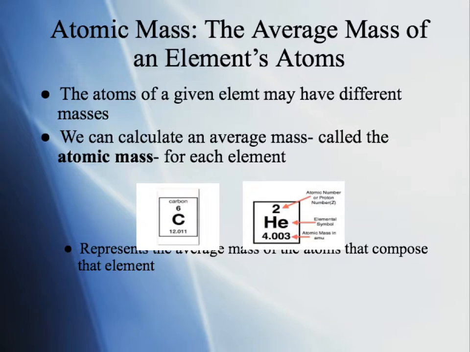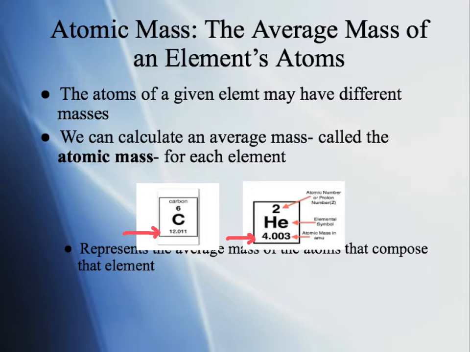All right, the last topic in this lecture is atomic mass. The atomic mass is what we find on the periodic table. It's the decimal number we find underneath the symbols for the elements. It's usually a decimal number because remember we just learned that the atoms of a given element may have different masses, because there are different isotopes of the elements.